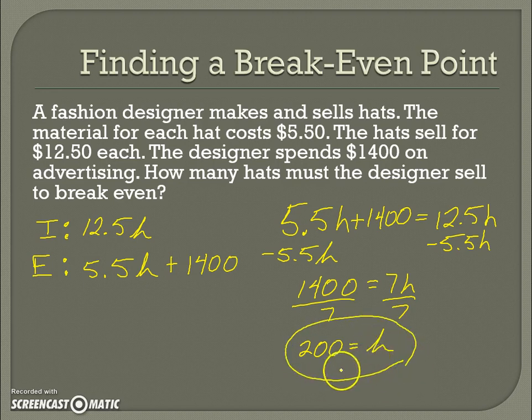Now what this means is that at 200 hats, the income is equal to the expenses. If they sell less than 200 hats, that means they're losing money. If they sell more than 200 hats, they're making money. So again, this is where you break even.